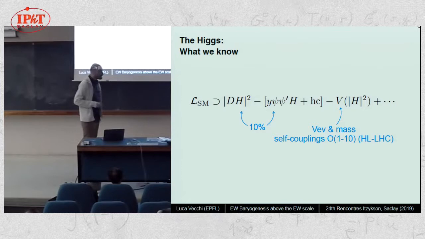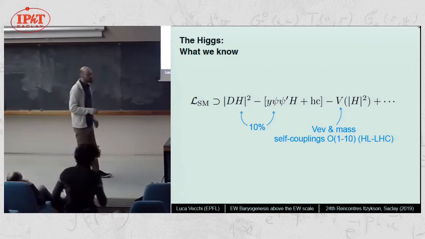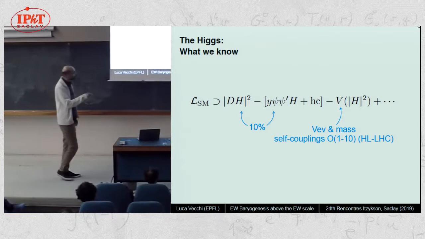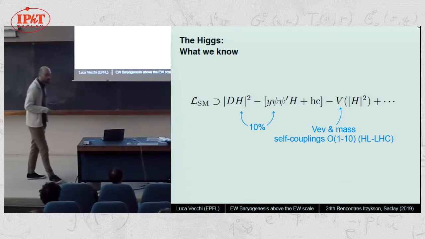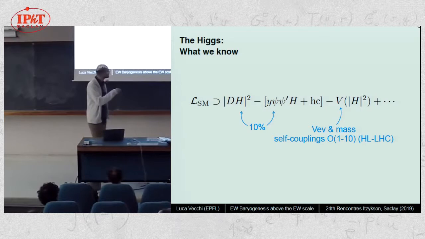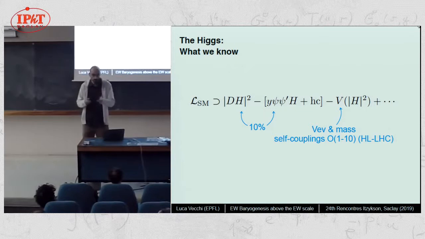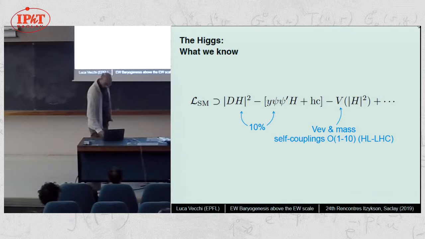But what we know about the potential is just a little bit. In particular, we know the vacuum expectation value. We know that very well, of course. We knew that even before the LHC with great precision. We now know the mass with great precision also. But we know very little about the self-coupling. So we do not really know what is the shape of the potential of the Higgs. Even at the end of the high luminosity run of the LHC, we will know just a little bit. Deviations of order a factor of 10 even might be consistent with the future data from the LHC.